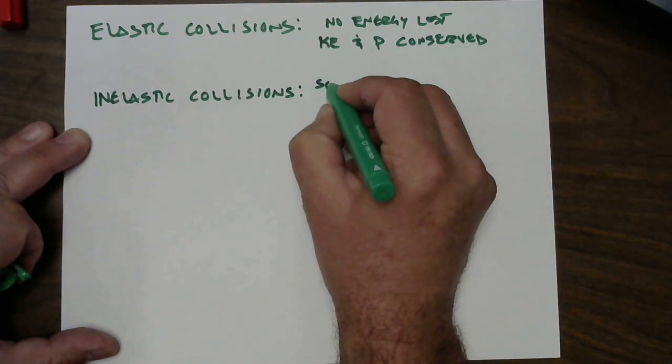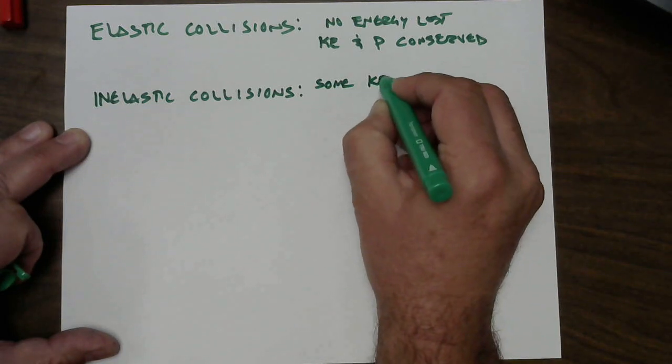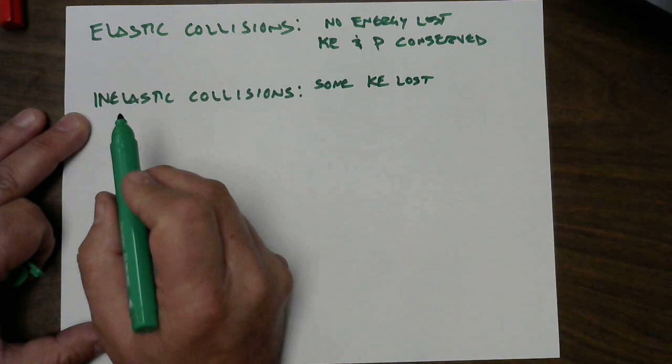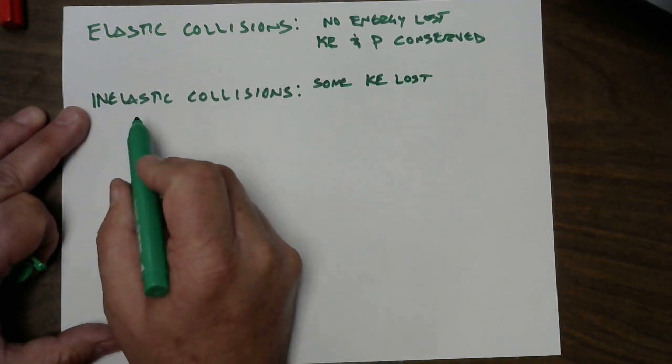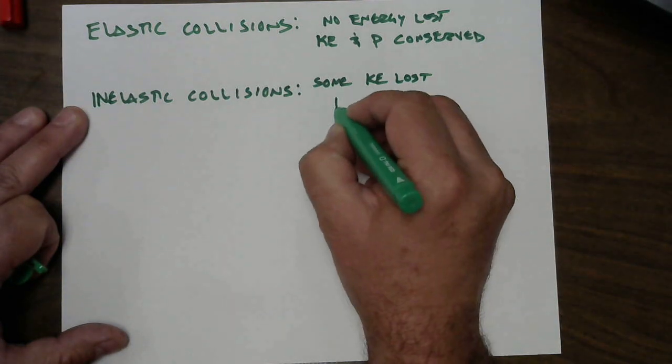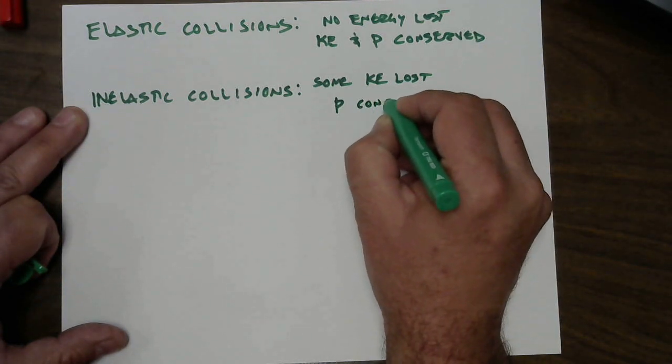some energy is going to be lost. You can't spot them by whether they bounce off. They might be bouncing off, but if there's some damage done during the collision, it's most likely an inelastic collision. And that means that momentum is conserved only.